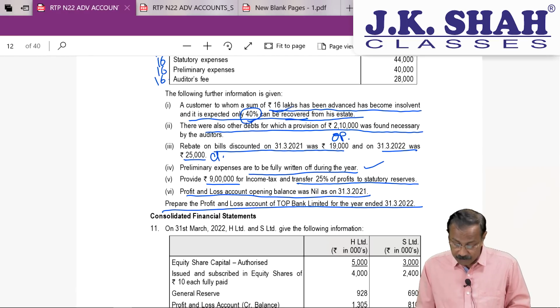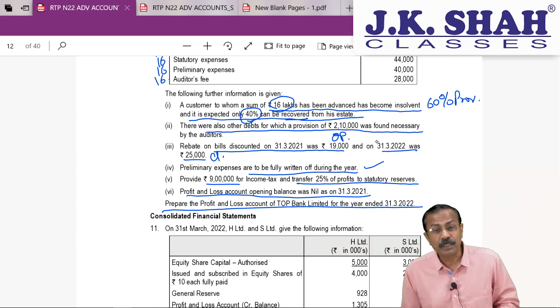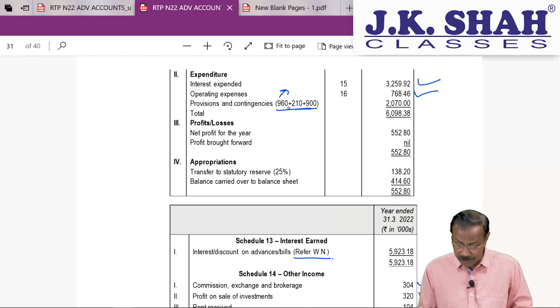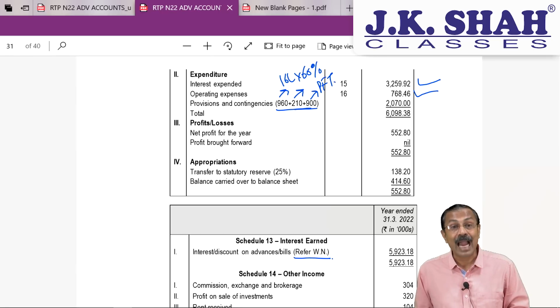40% can be recovered, so 60% is provision. And calculate 60% of 16 lakhs, 16 lakhs into 60%. 210 is the additional provision. This is your provision for tax. Clearly given amount, you don't have to calculate.